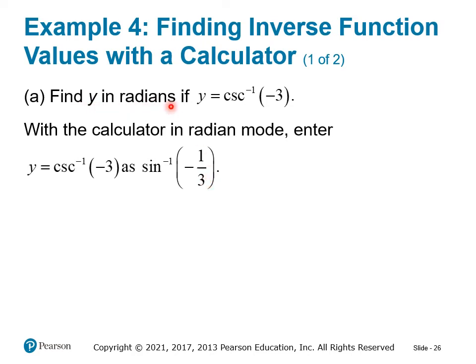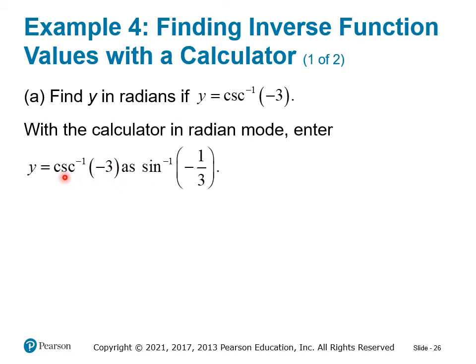Find y in radians if y equals the inverse cosecant of -3. We'll make sure your calculator's in radians because it tells us to use it in radians. Then we enter y equals the inverse cosecant of -3.